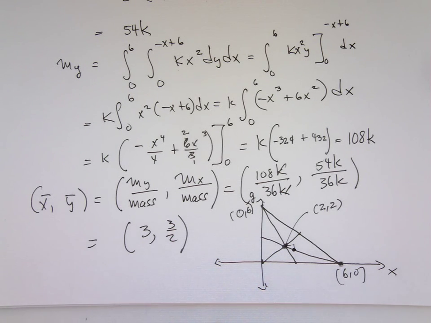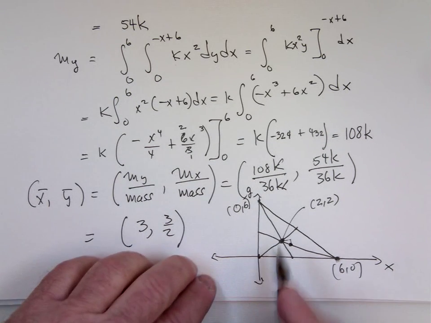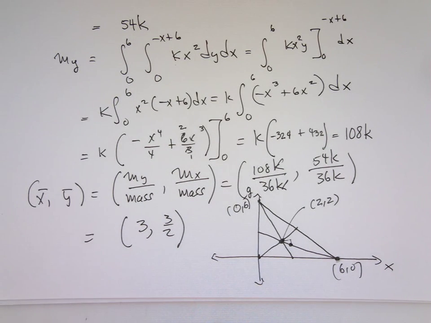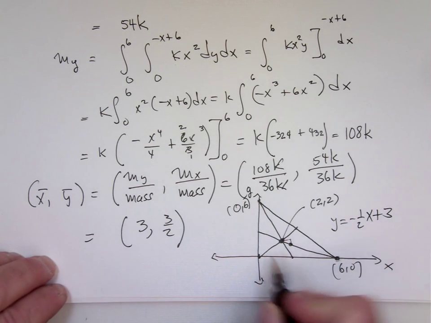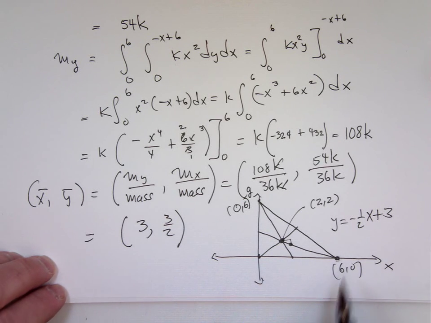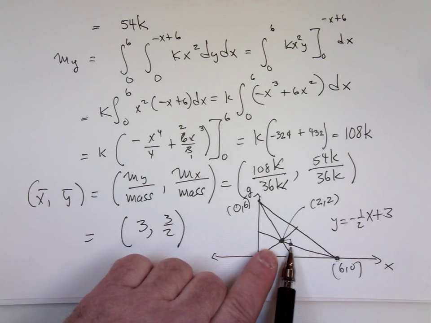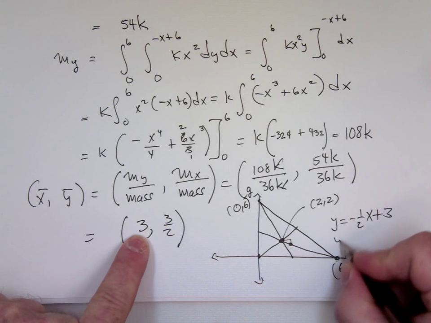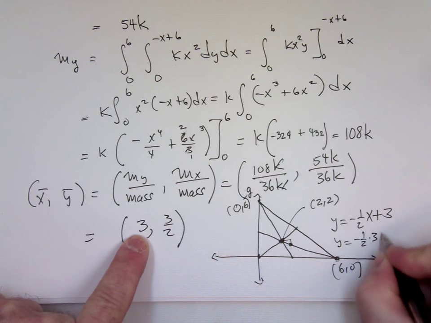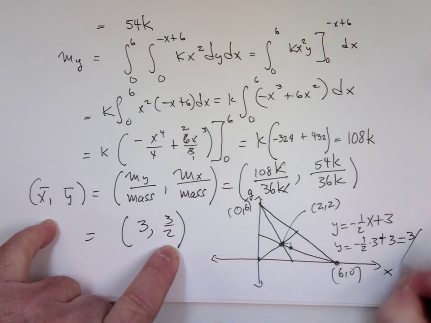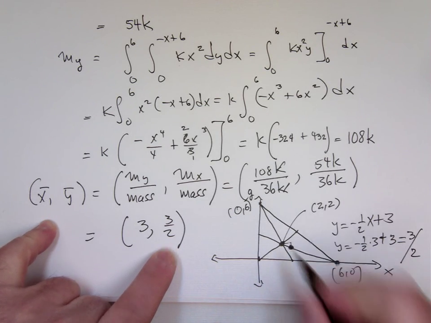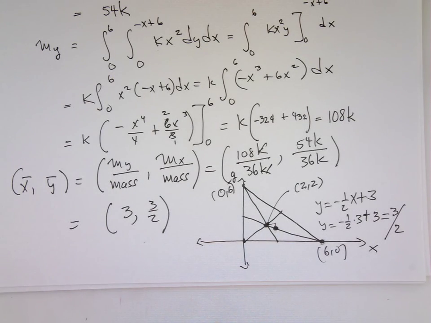Well, it's easy enough to check. We know the equation of that line. The equation of that line is y equals negative 1/2 x plus 3. That's the equation of this median line. When the x here is 3, what do we get for y? We end up with 3 halves, which is exactly on this median. What happens to the centroid? It travels along the median down towards that point.